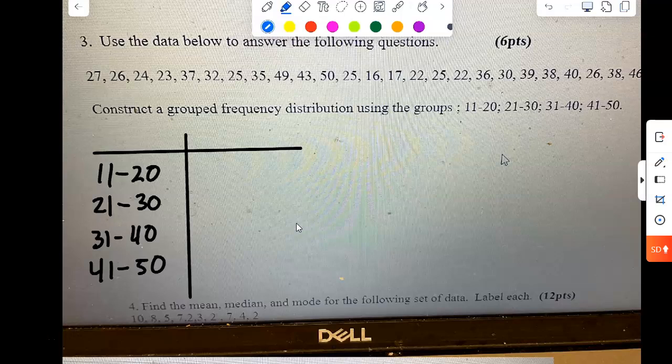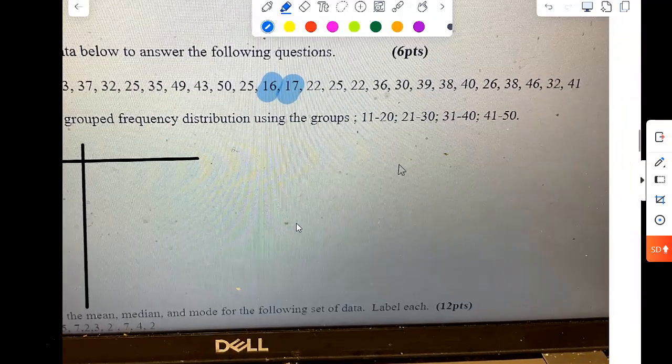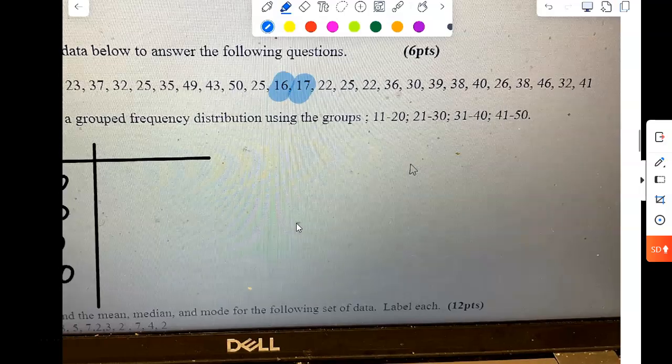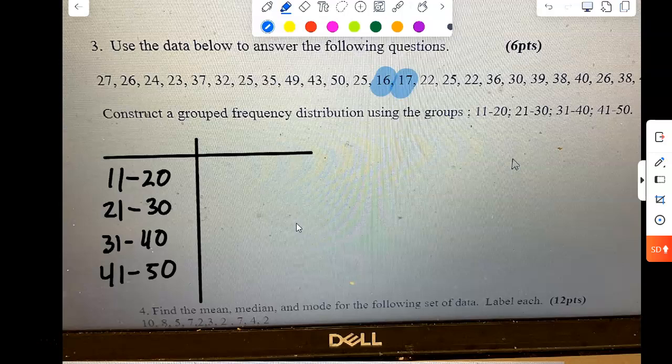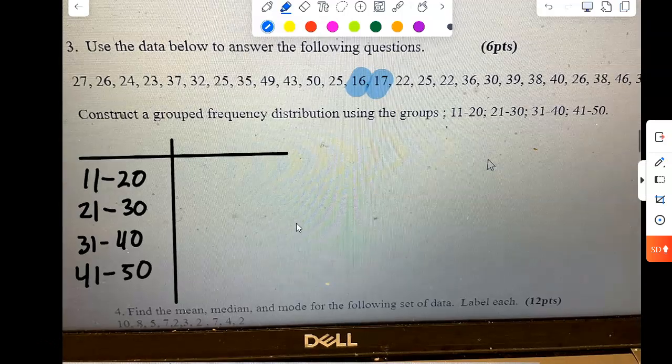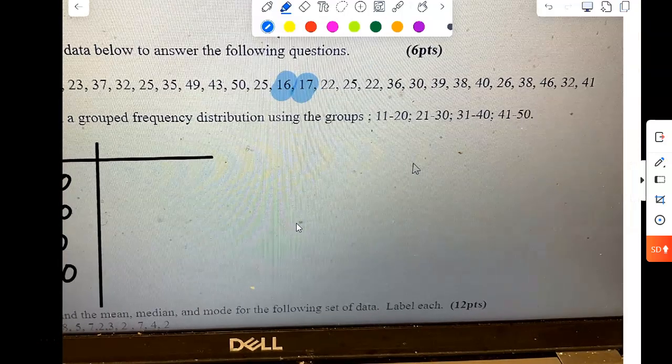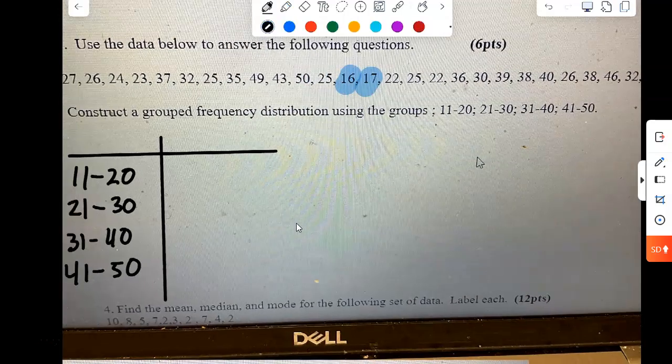So first we do all of our 11 through 20s. And we just look. So the first one I see is 16. So 1, 2. And also keep in mind that 20, if we see it, would be in that first group. Just keeping an eye out, making sure I don't miss anything. So that's it. I just have 2 for that first frequency. Okay, then we go 21 to 30.